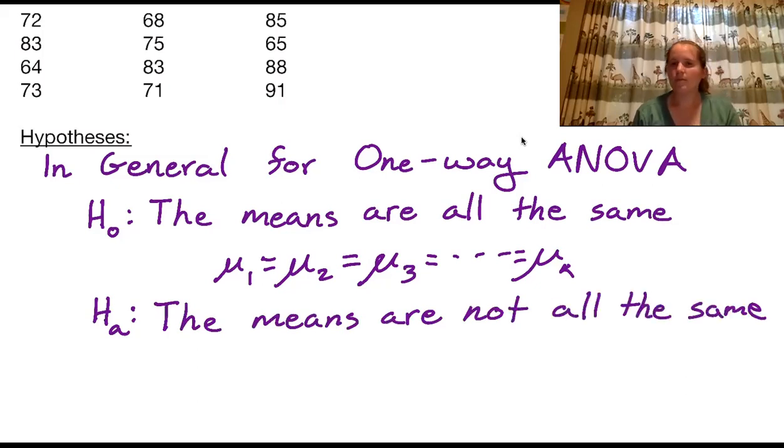There's actually a ridiculously long list of different ways this could happen. It could be that mu1 is different and all of the rest are the same. It could be that mu2 is different and all the rest are the same. It could be that all of the means are different from each other. So this one we will not write out in symbols. The only thing we're claiming is that they are not all identical.